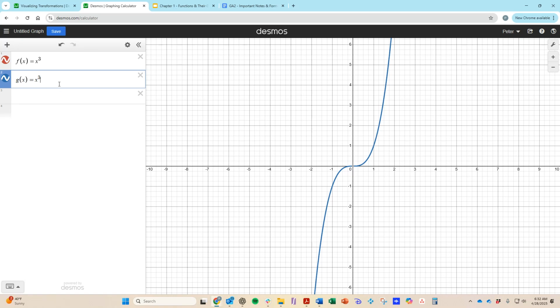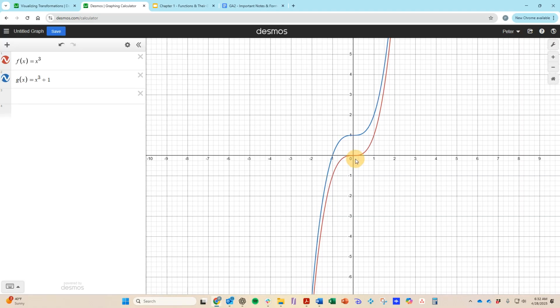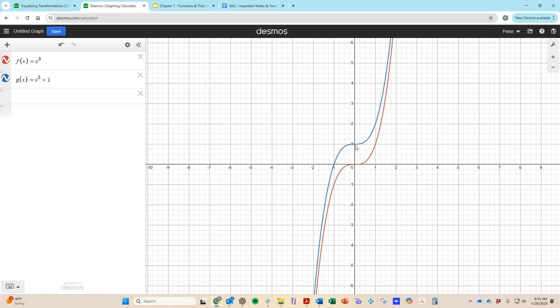Okay, so first of all, I'm just going to add 1. So I'm going to put plus 1 here. And you can see that, as you might imagine, it moved the graph up 1, right? The red line is the parent function, the blue line is the new function. So you can see it shifted up 1. If I change this to a plus 2, now it moves up 2. And you can probably imagine if I put plus 3, it'll move up 3, plus 5, etc.